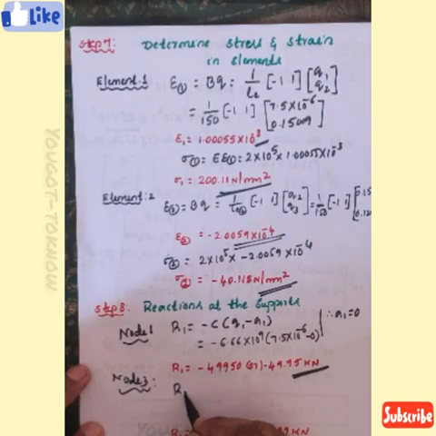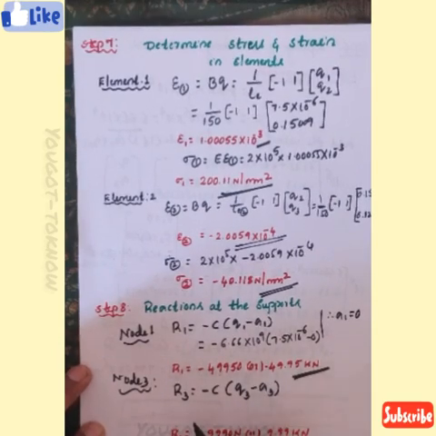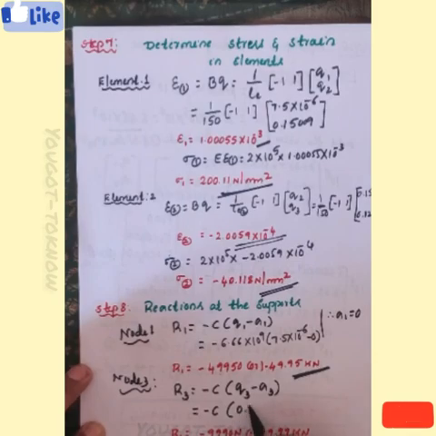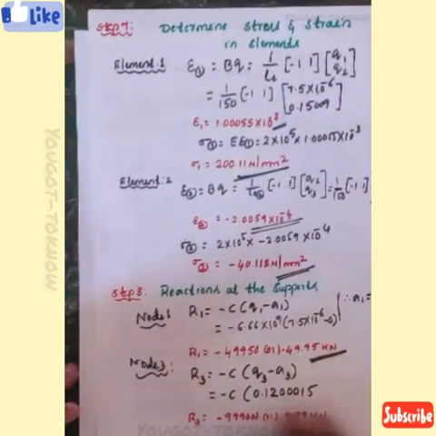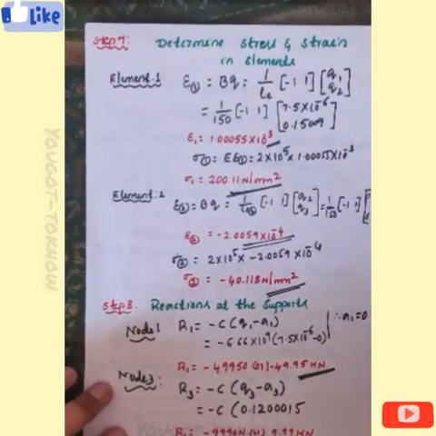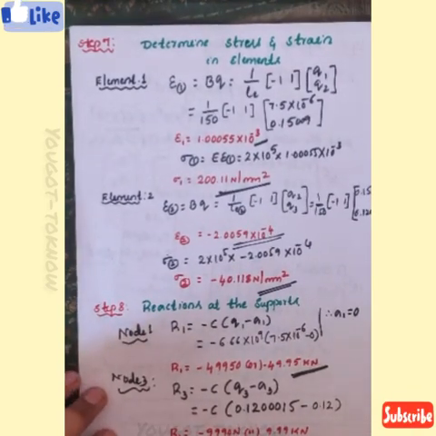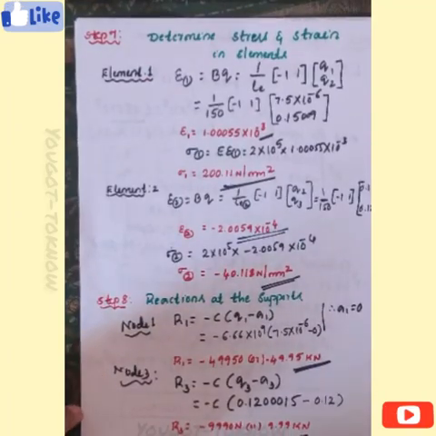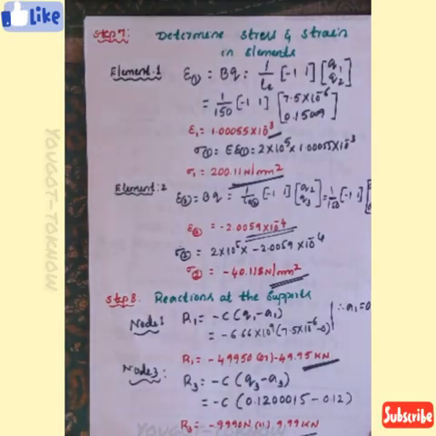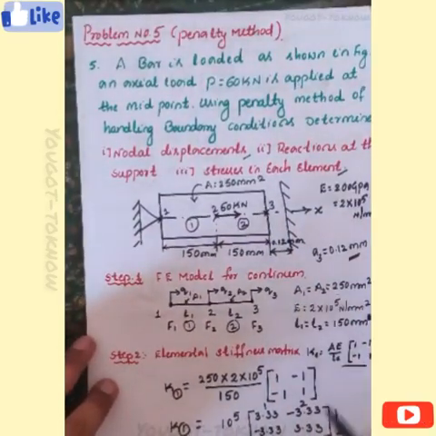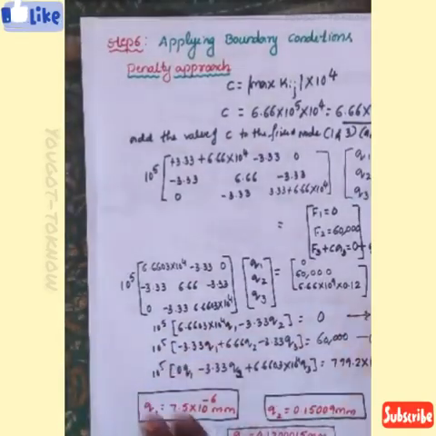Similarly, how to calculate R3? R3 is equal to minus C into Q3 minus A3. Now you should write Q3 equal to 0.120015, and A3 equal to 0.12. If you calculate this, you are going to get 9.99 kilonewton. This is the method of solving a problem when initial displacement is given. If these kinds of problems are given, this is the technique you should use. This is the solution for the given problem.